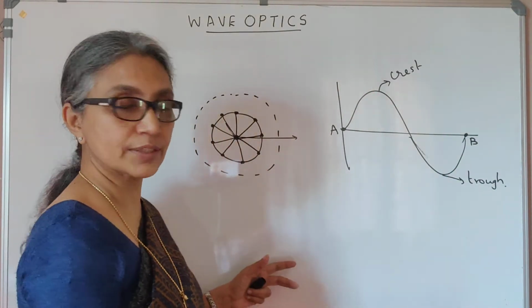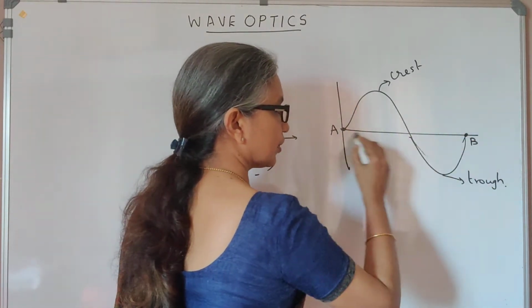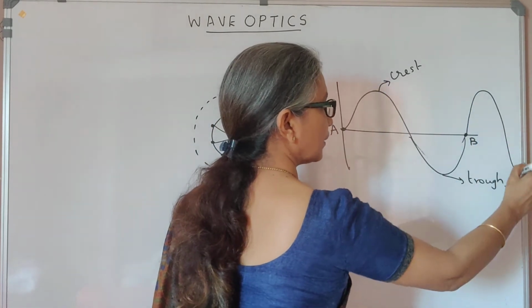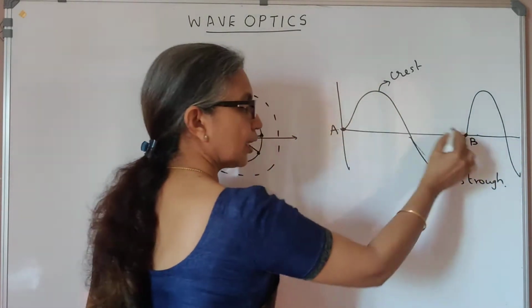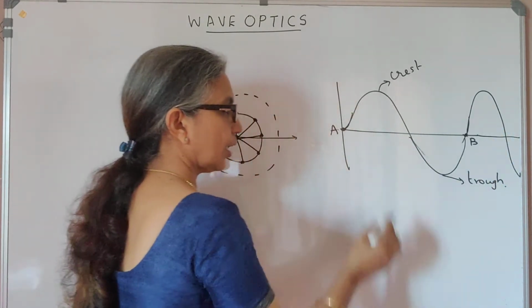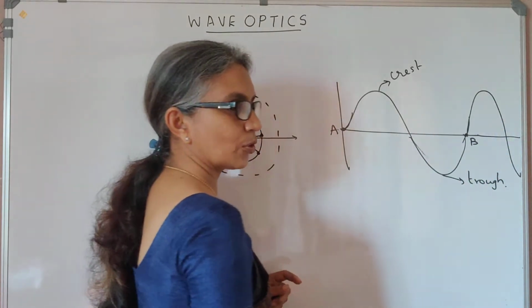How do you know they are in phase? Because they happen to be in the same position on this line that I've drawn here. And here then the wave is now repeating like this. So they are in the same position and the wave is doing the same thing at both these positions. Here it is going up, here also it is going up to the peak value.